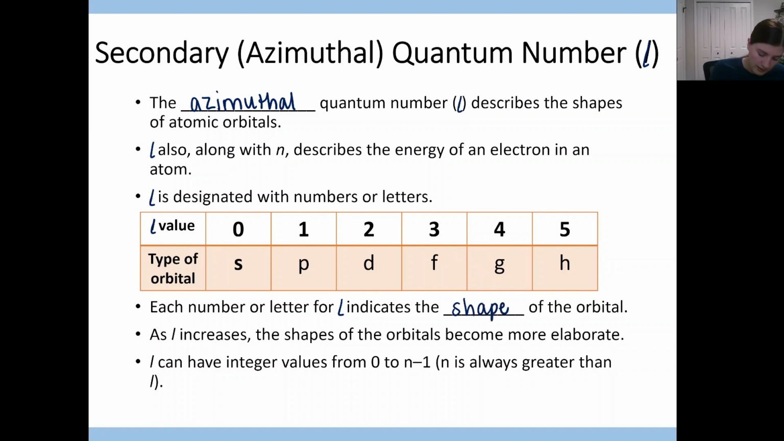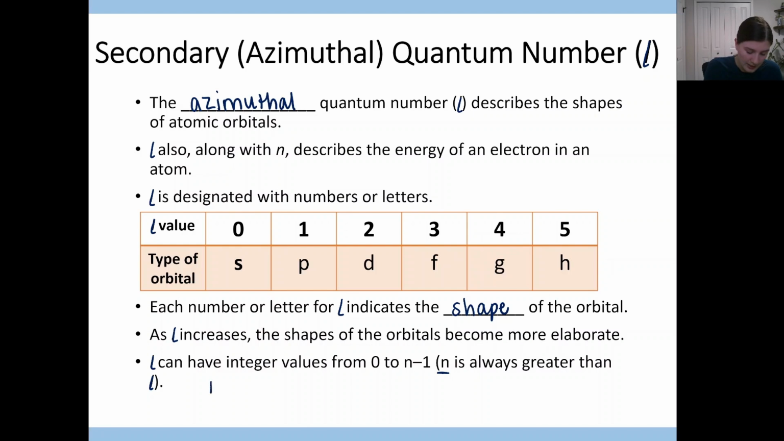And as L increases, the shapes of these orbitals become more elaborate. So we'll see s and p orbitals are quite simple, and then d orbitals are a little bit less simple and more, and so on as we go through f, g, and h. And then L can have integer values from 0 to n minus 1. So this means that n, the principal quantum number, is always greater than L.